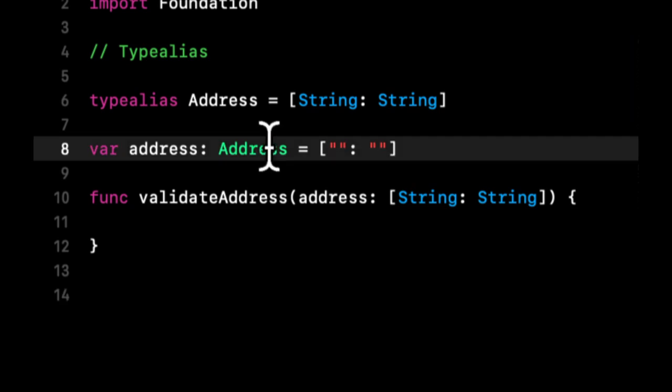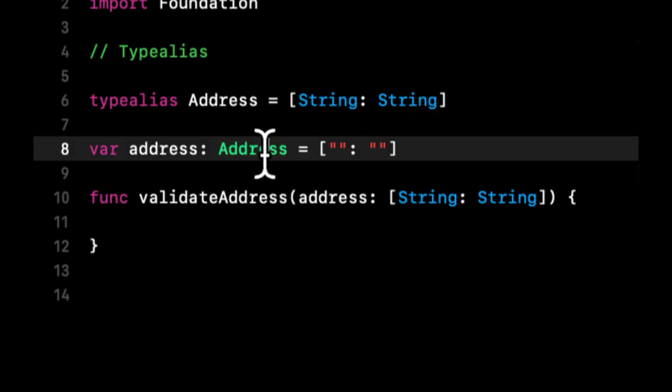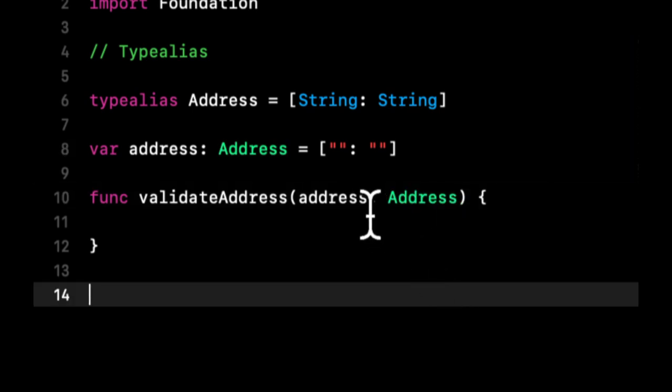So the type alias that we've created is address. The underlying type is a dictionary of a string key to a string value. But now we can just say, this parameter type is an address. Because under the hood, we've specified what address is.